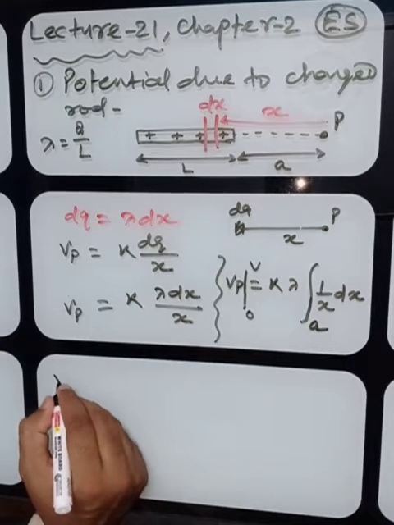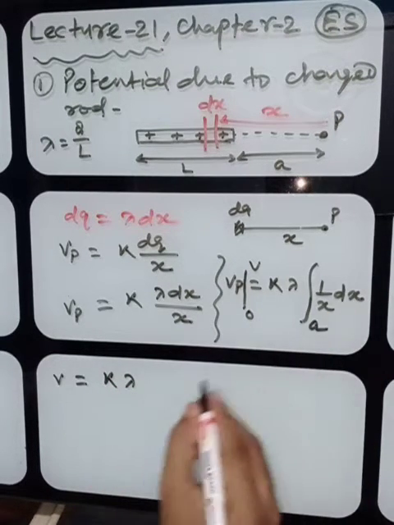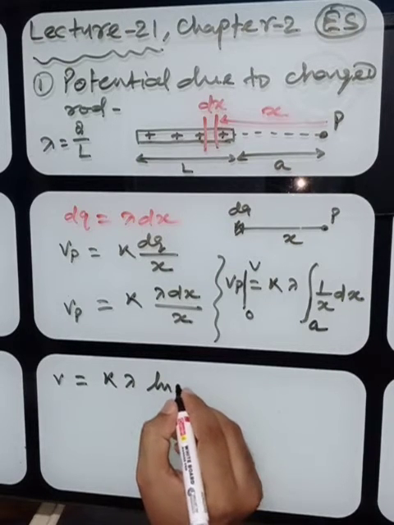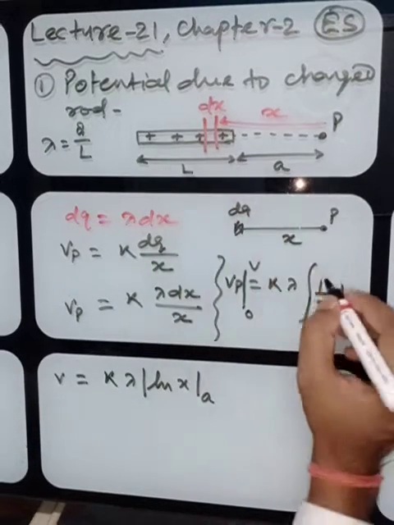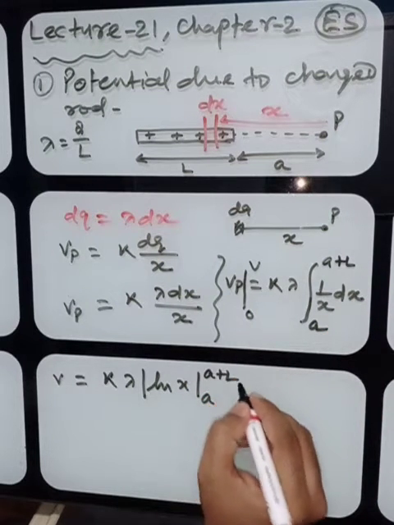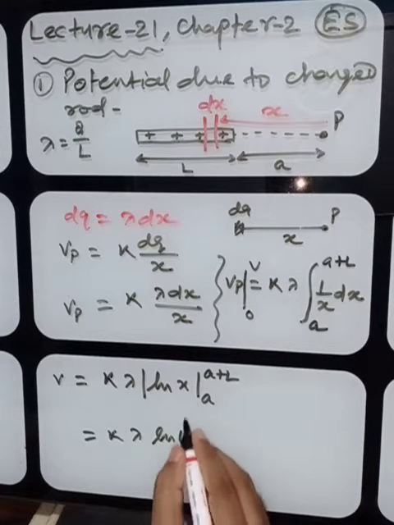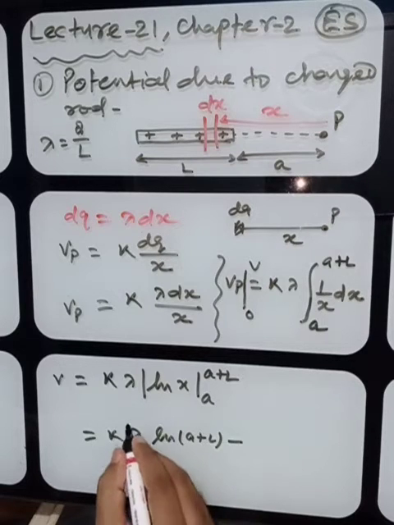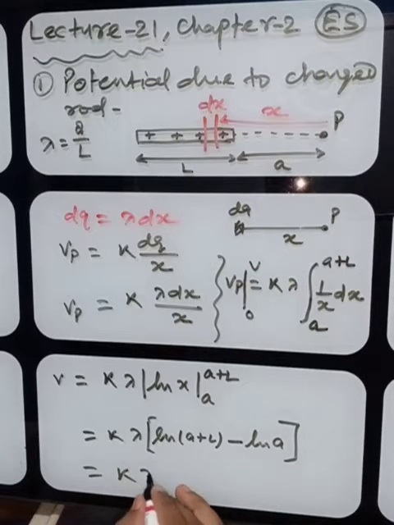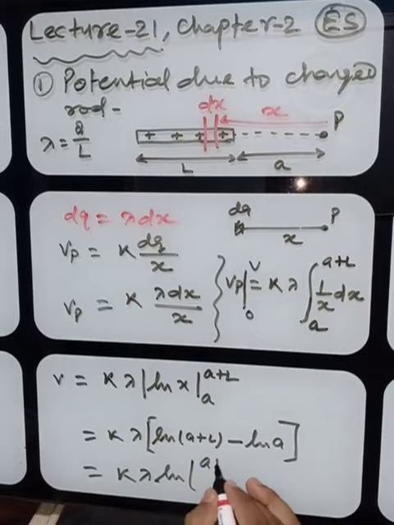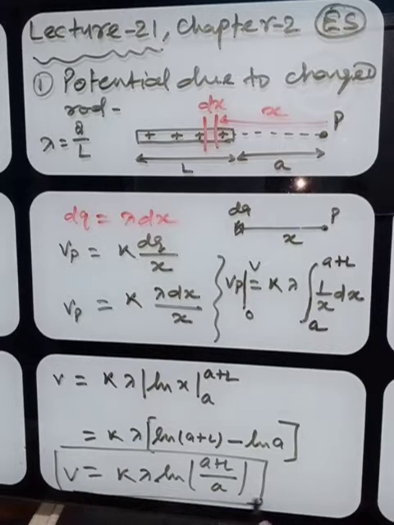So my dear students, V minus 0, that is V after putting the limits, is k times lambda times the integral of 1 over x. Of course it is natural log x, and you have to put the limits. Sorry, here the limit was from A to A plus L. So the answer will be k lambda [ln(A plus L) minus ln A], and you can write this as V equals k lambda natural log of (A plus L) by A. Okay, my dear students.